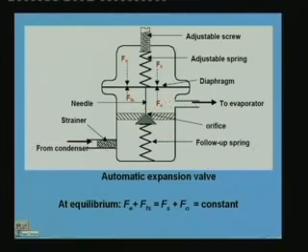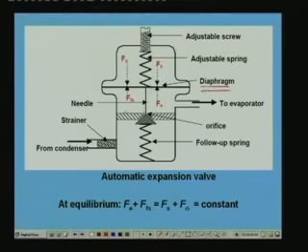Now if you look at the schematic of the automatic expansion valve, it consists of a diaphragm, or bellows, you can also use bellows, and an adjustable spring here and an adjustable screw. So using the adjustable screw you can adjust the spring compression. The force exerted by the spring can be adjusted with the help of the adjustable screw, and this is normally open to atmosphere, so atmospheric pressure also will be acting here.